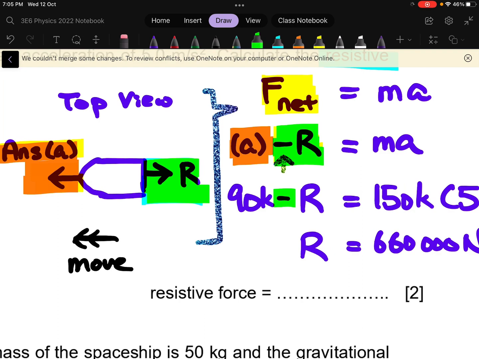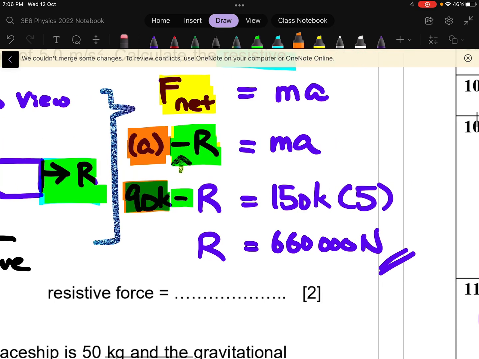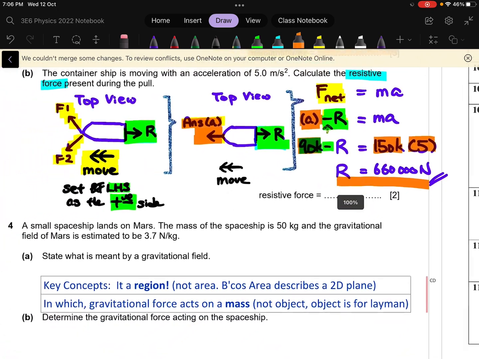After you substitute what you have from part A, in my case, I got 90,000 from part A. Yours may be slightly different. Then you get your mass multiplied by your acceleration. And if you do your algebra correctly, you'll be getting the correct answer.